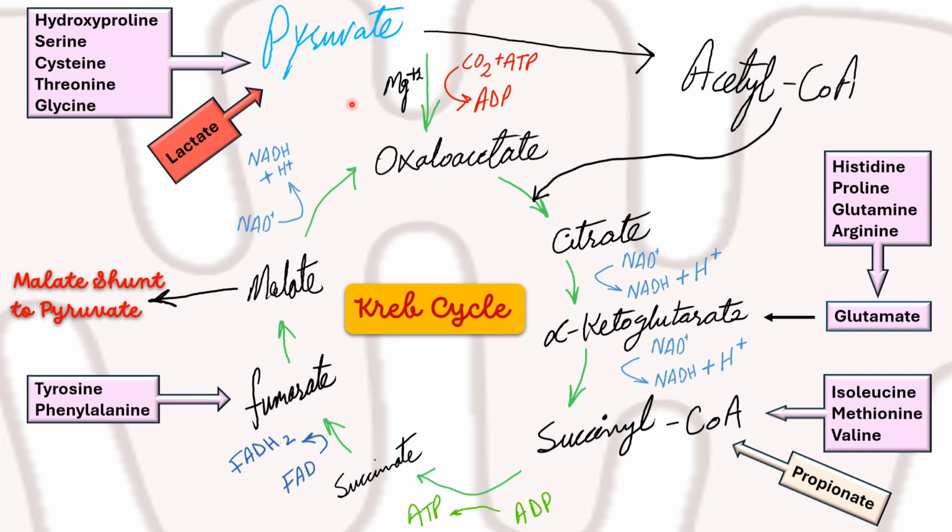So other than the carbohydrates that are included into the TCA cycle via pyruvate, almost all amino acids, and propionate as a volatile fatty acid, and lactate are also being processed through this Krebs cycle or TCA cycle. And I have mentioned over here the name of the amino acids that through some reactions are converted into different components of the TCA cycle. So that's why it's so important.